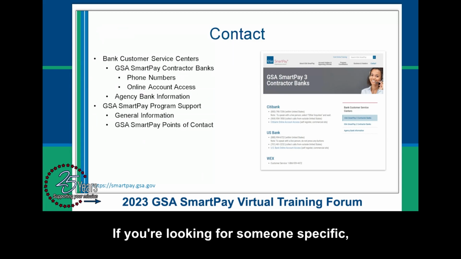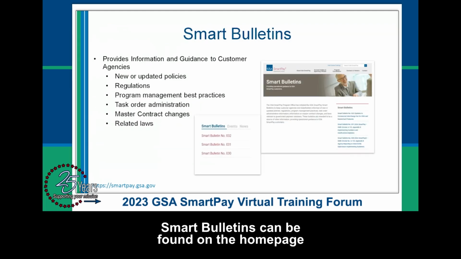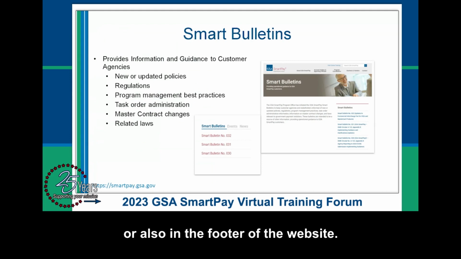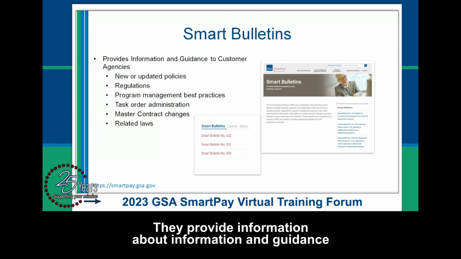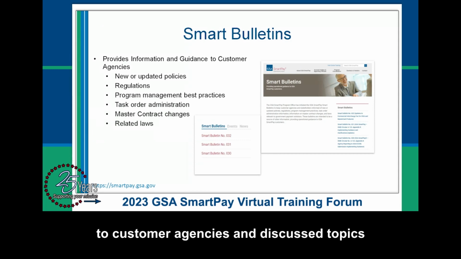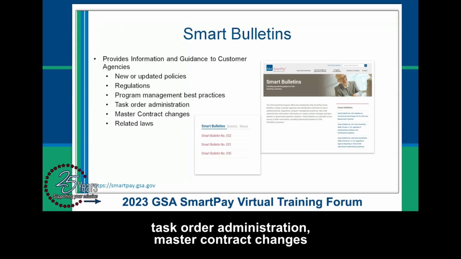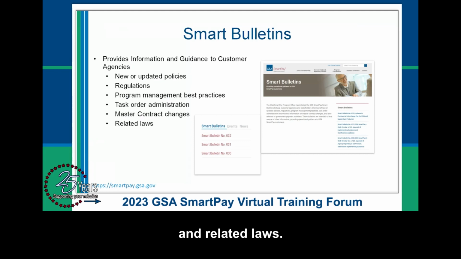If you're looking for someone specific, we also have specific points of contact listed here on our website. Smart bulletins can be found on the homepage or also in the footer of the website. They provide information and guidance to customer agencies and discuss topics such as new or updated policy, regulations, program management, best practices, task order administration, master contract changes, and related laws.